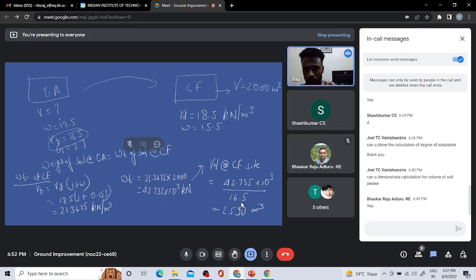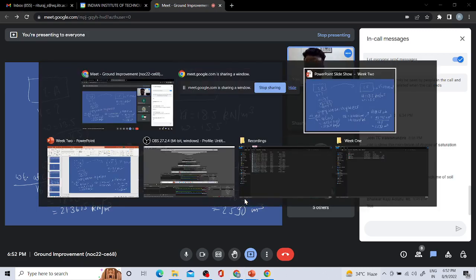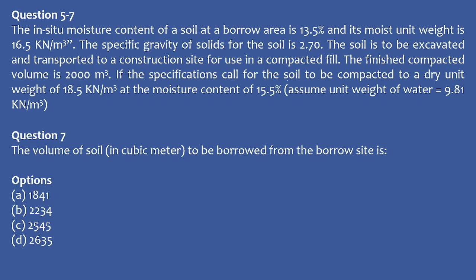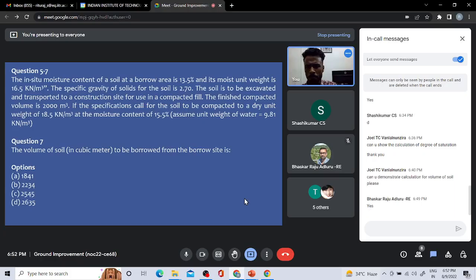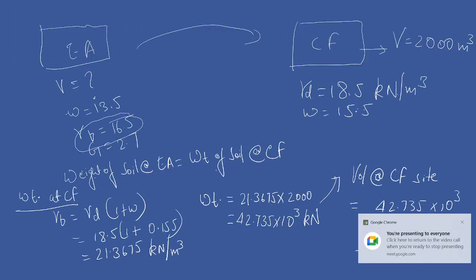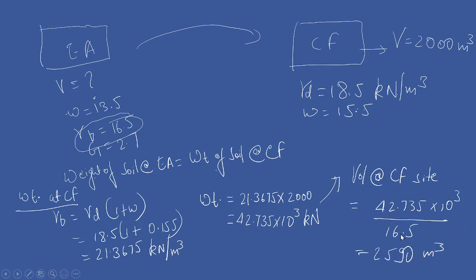So this gamma bulk is of the borrow area, right? 16.5. So at the borrow area the gamma bulk is 16.5 only, right? Yes, sir, so we had used that only, 16.5. Here you have used this 21.36, no, sir?